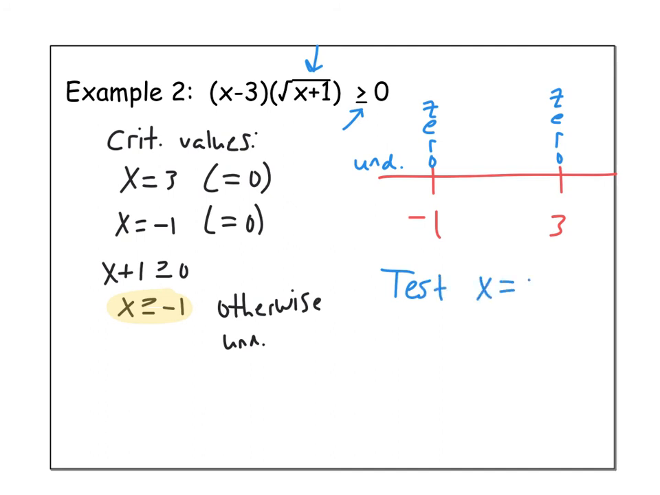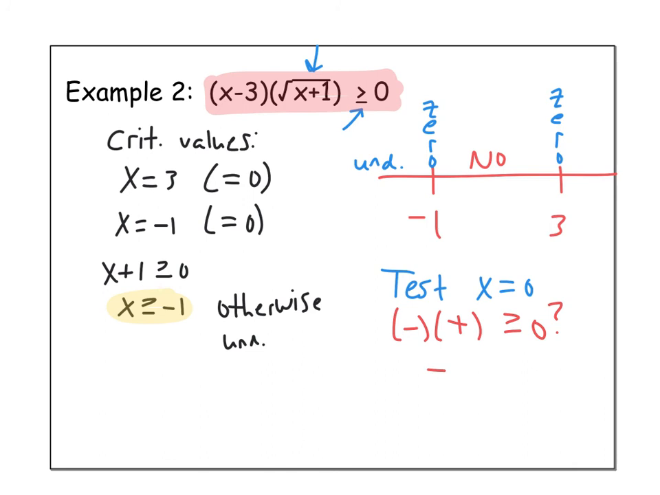So if we test x equals 0, and when we test in this case, we're just going to test it right into the original inequality and see if it's true or not. So if x equals 0, the x minus 3 factor would be negative. The square root of x plus 1, that would be positive. So is that greater than or equal to 0? A negative number times a positive number would be negative. So in this case, that interval does not work.